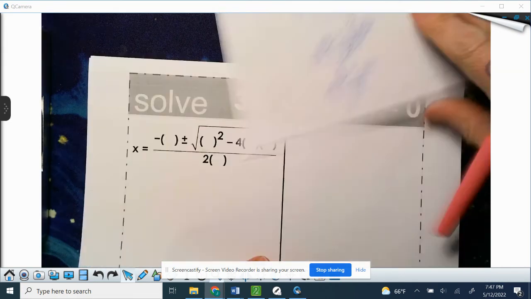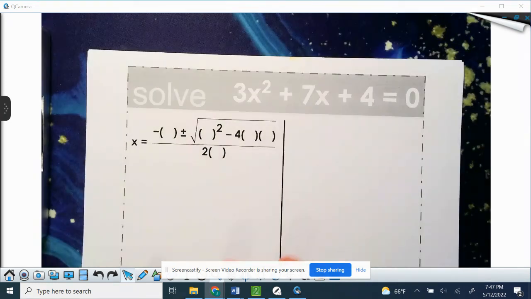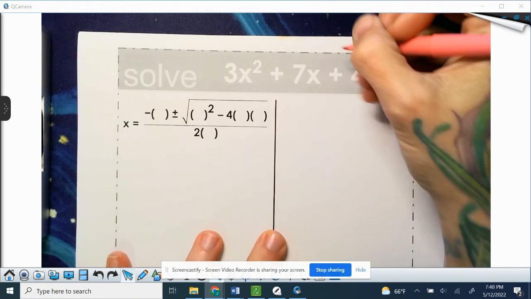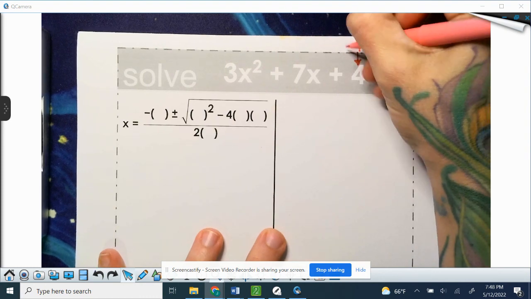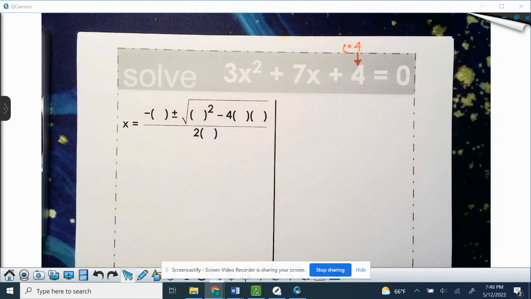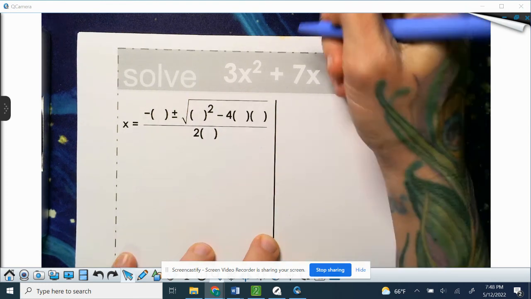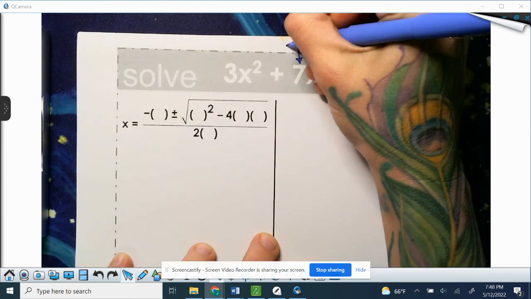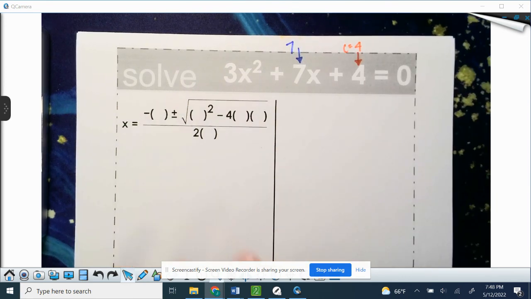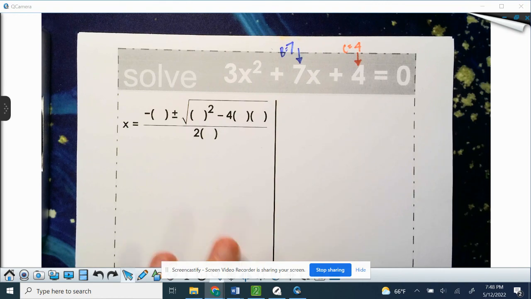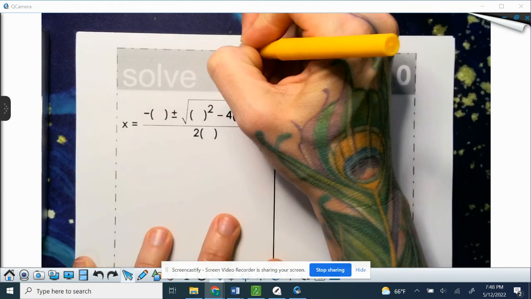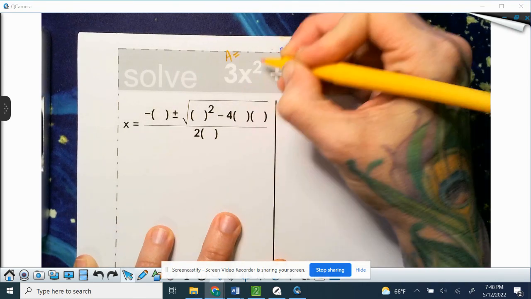So our A value and our C value in B. C is our constant. It's the number without the variable, so it's not always 4, it's always the number without a variable. Our B value in this case is going to be 7. It's the coefficient of x, always our B value. And then our A value is the number that's attached to our x squared, so it's going to be 3.